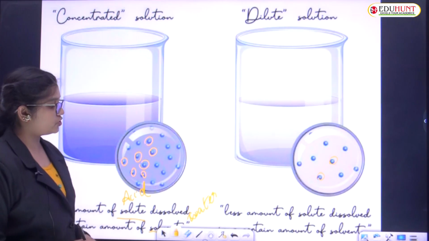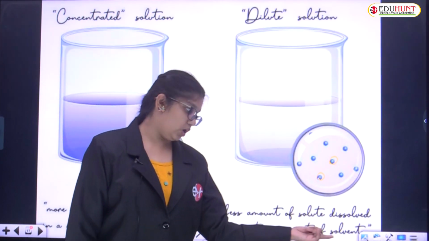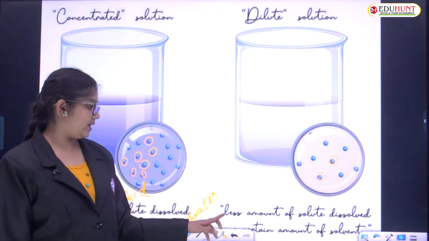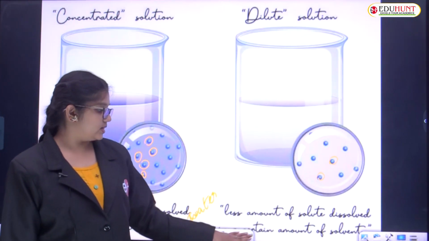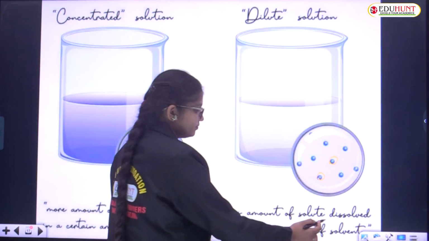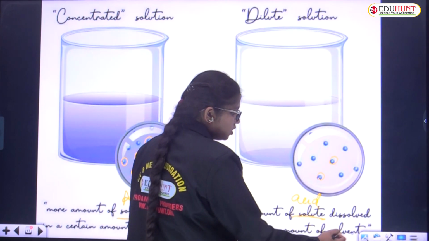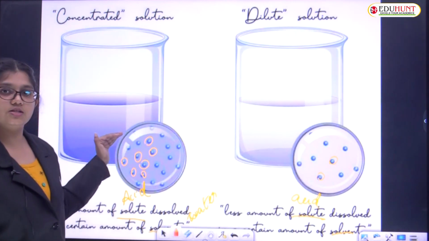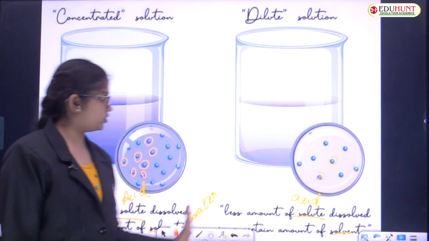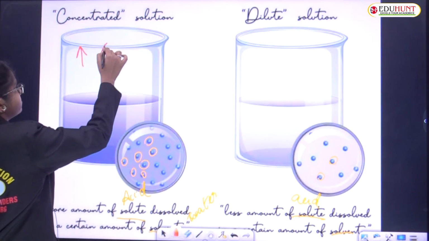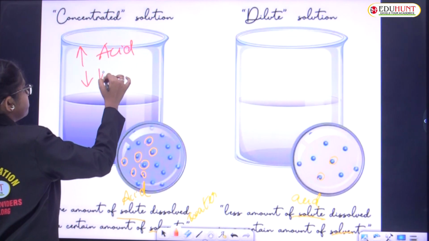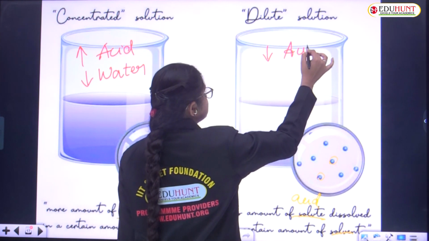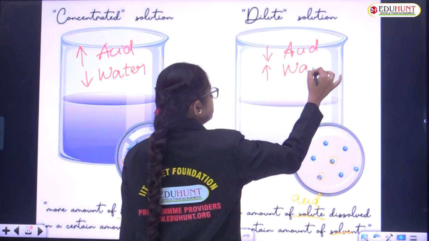And what about the dilute solution, children? Less amount of solute dissolved in a certain amount of solvent. Once again, less amount of solute dissolved in a certain amount of solvent. Here solute is again acid, solvent is water. If you observe it clearly, there is a picturization of the concentrated solution and dilute solution. Here we have more amount of acid and less amount of water. Here we have less amount of acid mixed with more amount of water.